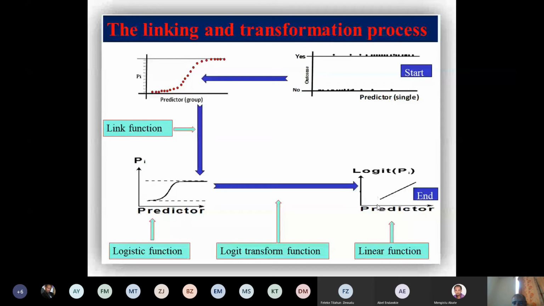This straight line is the logit of P. The y-axis is the logit of P, and on the x-axis we have, for example, a continuous predictor variable, and this is called a linear function. Changing from the S-shaped curve to a straight line is called the logit transform function. This is what we did so far.